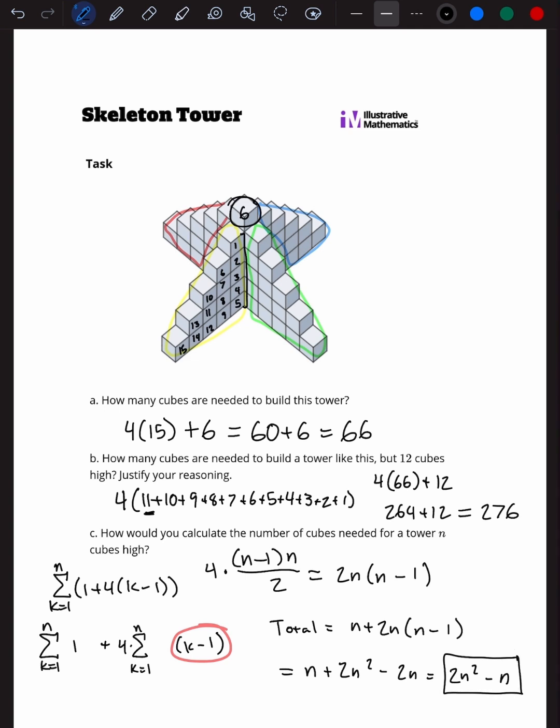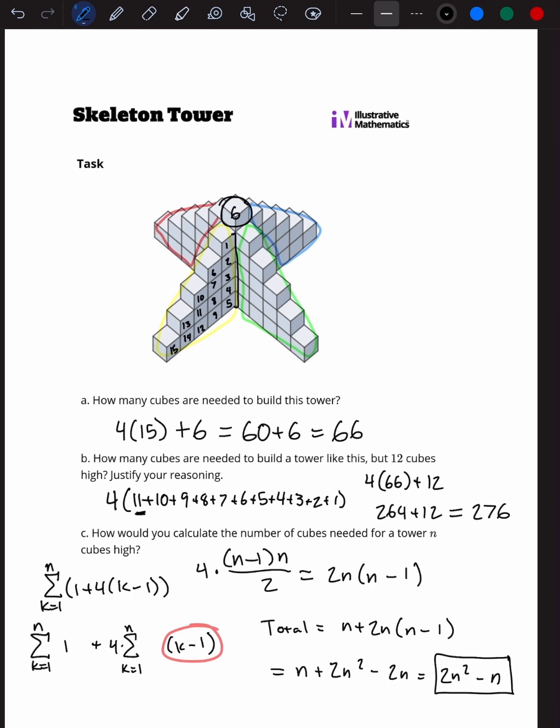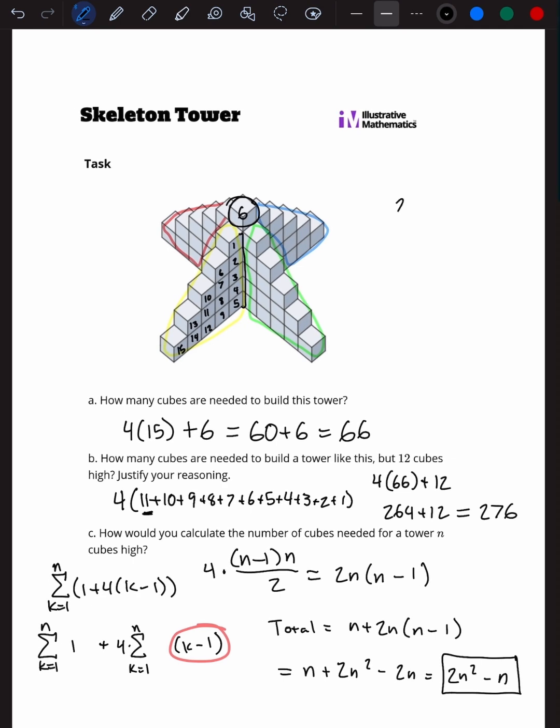So if we wanted to do one, let's say it was one higher than this one, 7 cubes high, I would just plug in 7. So then I would have 2 times 7 squared minus 7. That would give us 2 times 49 minus 7. And then 2 times 49 would be 98 minus 7, which gets us to 91.